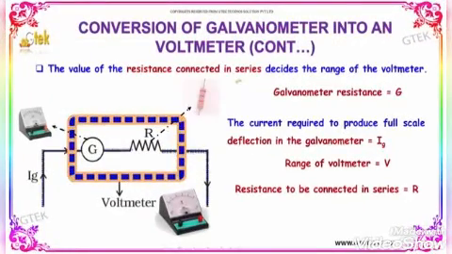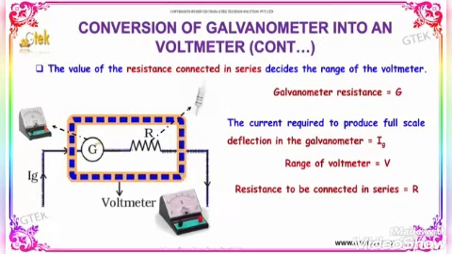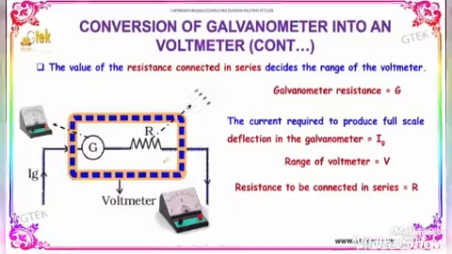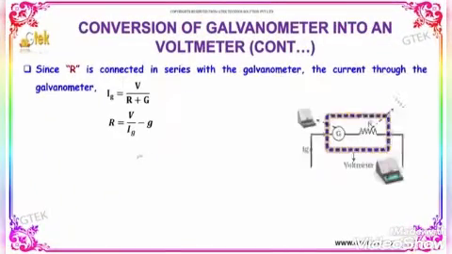The value of the resistance connected in series decides the range of the voltmeter. Galvanometer resistance is equal to capital G. The current required to produce full scale deflection in the galvanometer is equal to Ig. Range of voltmeter is equal to V. Resistance to be connected in series is equal to capital R.